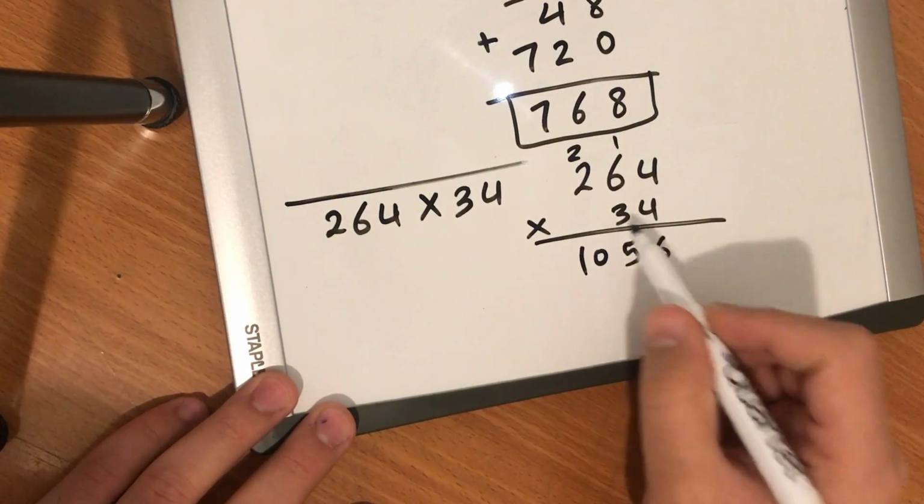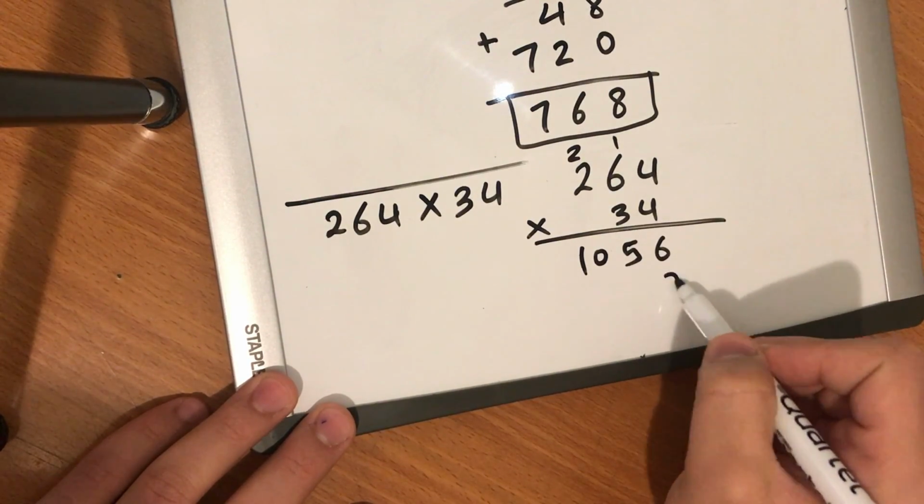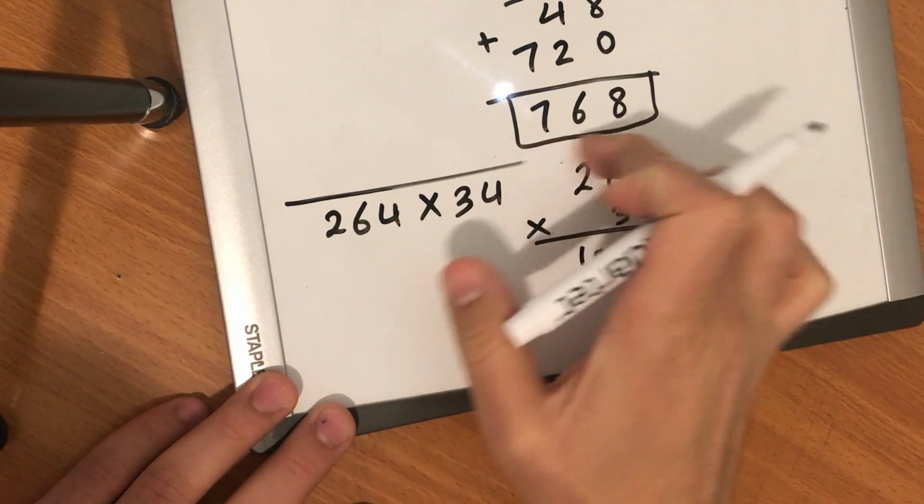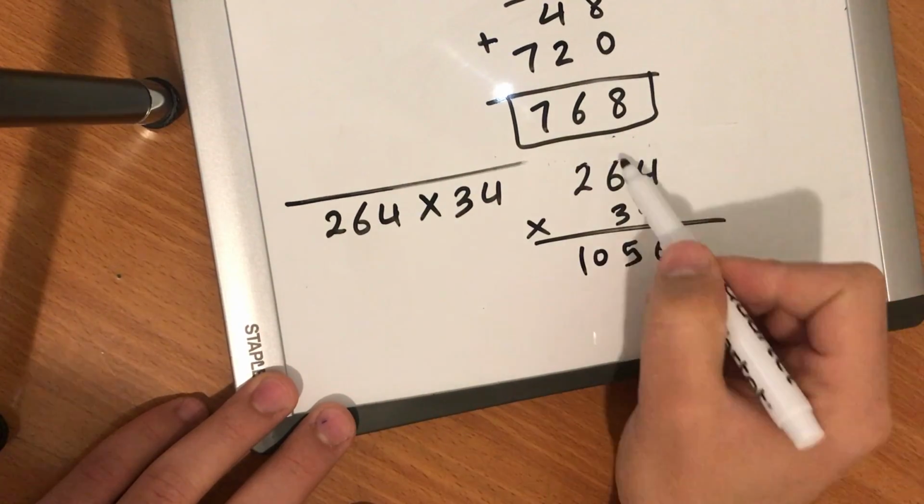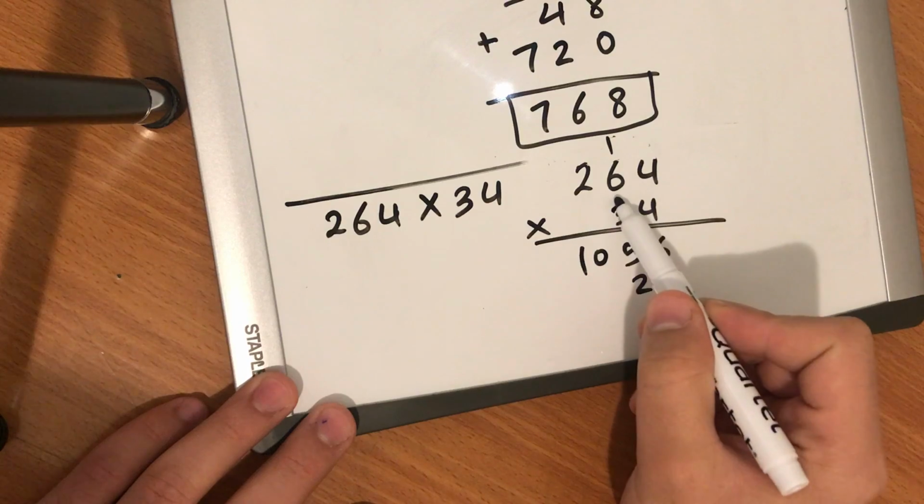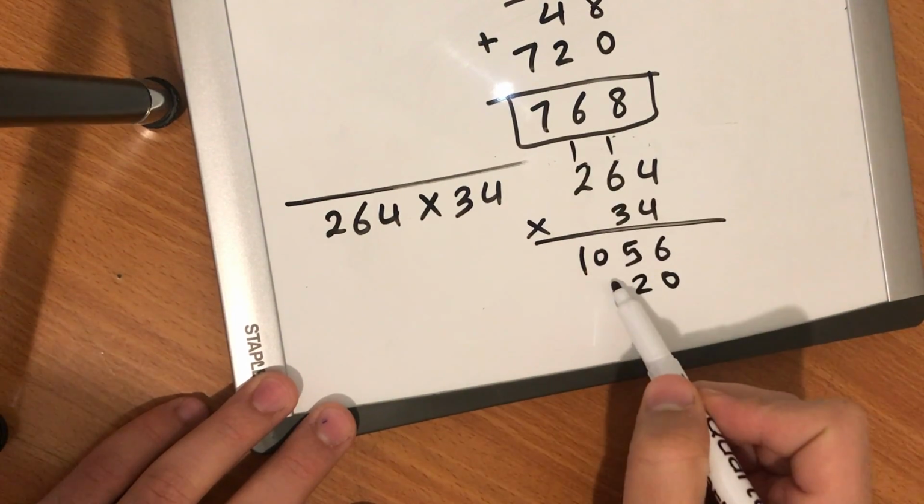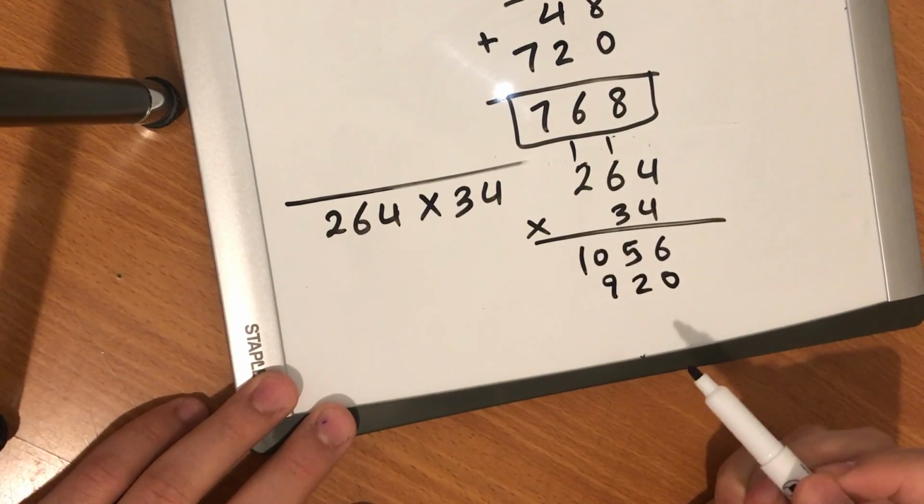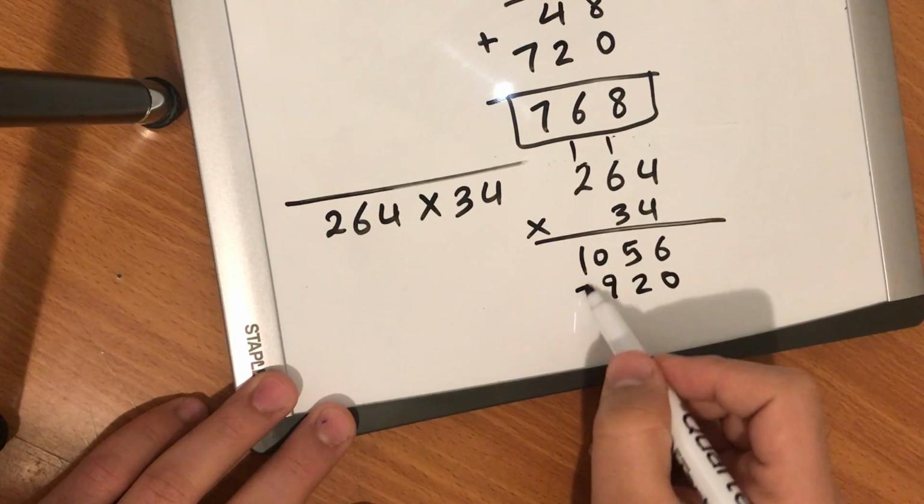Now we're going to start from the tens. We're going to multiply the 3. So I'm going to put a 0 here. Let me erase all these added numbers. So 3 times 4 is 12. 3 times 6 is 18 plus 1, that's a 19. 3 times 2 is 6 plus 1, that is a 7.